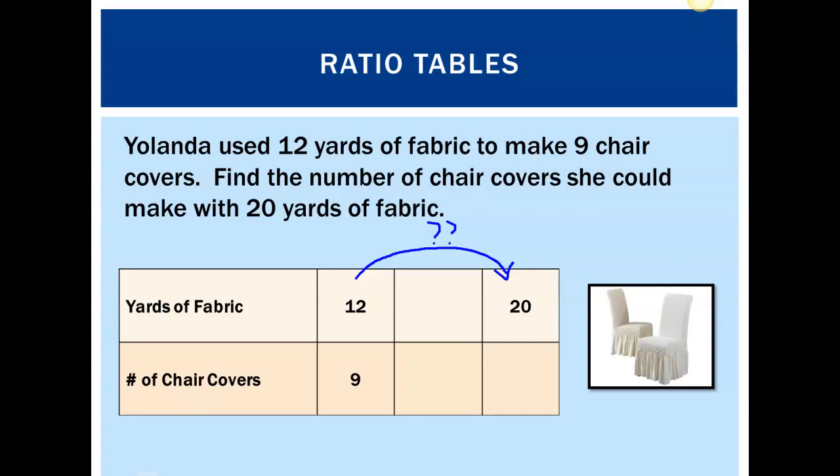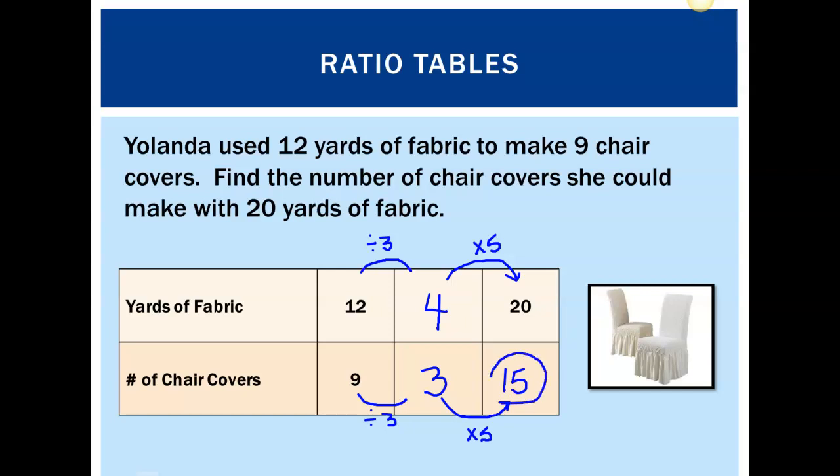If this is the case, I could do something called scaling. Scaling is a very fancy word for saying I can simplify the fraction. First, I will simplify the fraction in order to go forward again. So to simplify the fraction, I can divide both 12 and 9 by 3. And this gives me 4 over 3. Now I can get directly to 20 from 4. I know that 4 times 5 is 20, and 3 times 5 is 15. This tells me that Yolanda can make 15 chair covers from 20 yards of fabric.